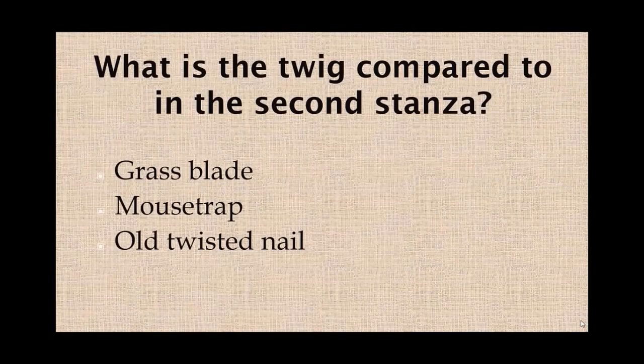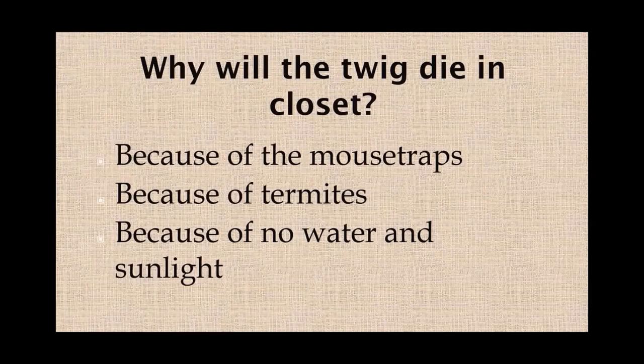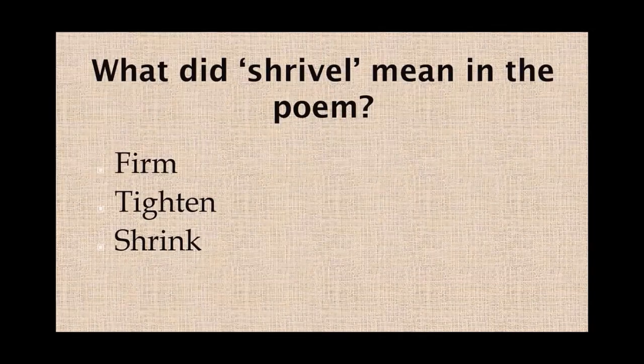So our first question is, what is the twig compared to in the second stanza? Option A, grass blade. Option B, mousetrap. Option C, old twisted nail. Grass blade, mousetrap, or old twisted nail. Next question. Why will the twig die in the closet? Because of the mousetraps, A option. B option, because of termites. C option, because of no water and sunlight there. Next question. What did shrivel mean in the poem? Firm, tighten, or shrink?